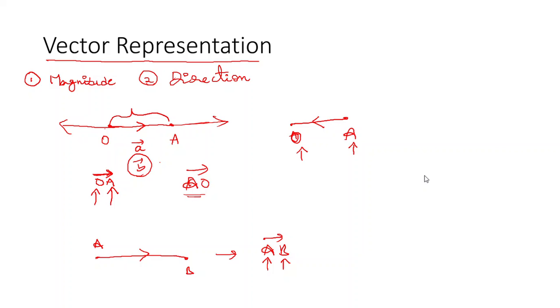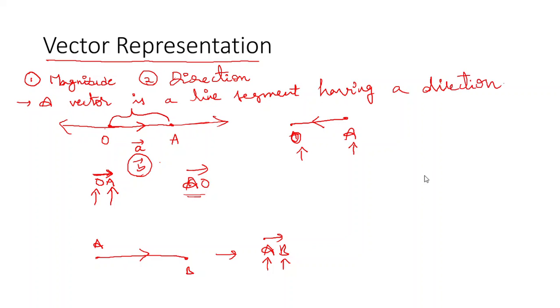So a vector is a line segment. In short, a vector is a line segment having a direction. So a line segment has got magnitude OA. So there will be some distance between O and A. So this is magnitude, and now it has got some direction. It may go from O to A or A to O. So a vector is a line segment having a direction, having some specified direction. So this is how we represent a vector mathematically.